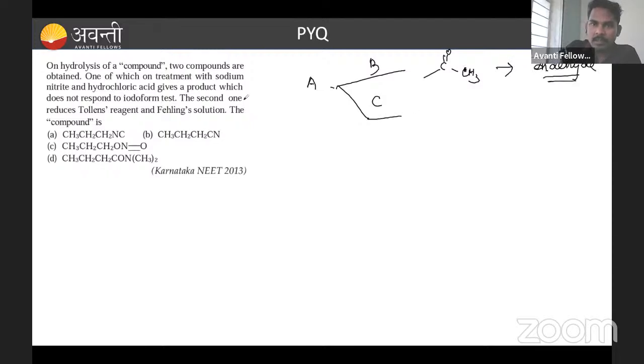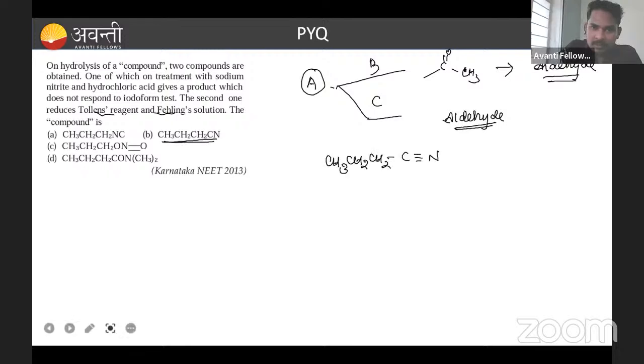We also state that it will give a positive test for Tollens' reagent. That means after this hydrolysis, we are supposed to get an aldehyde. So we know this. During the hydrolysis of this one, the substance we will get is CH3 CH2 CH2, and for this one, suppose you are doing the hydrolysis. Shortcut, let me tell you. We are adding water.